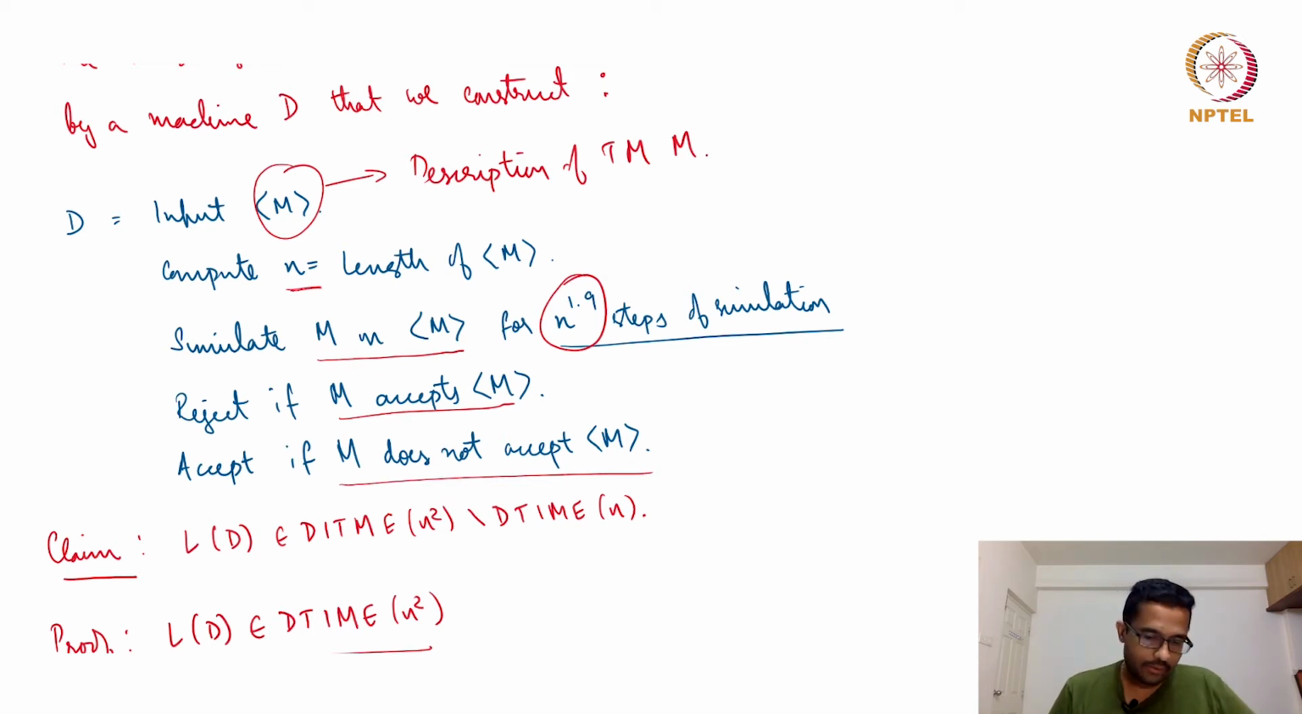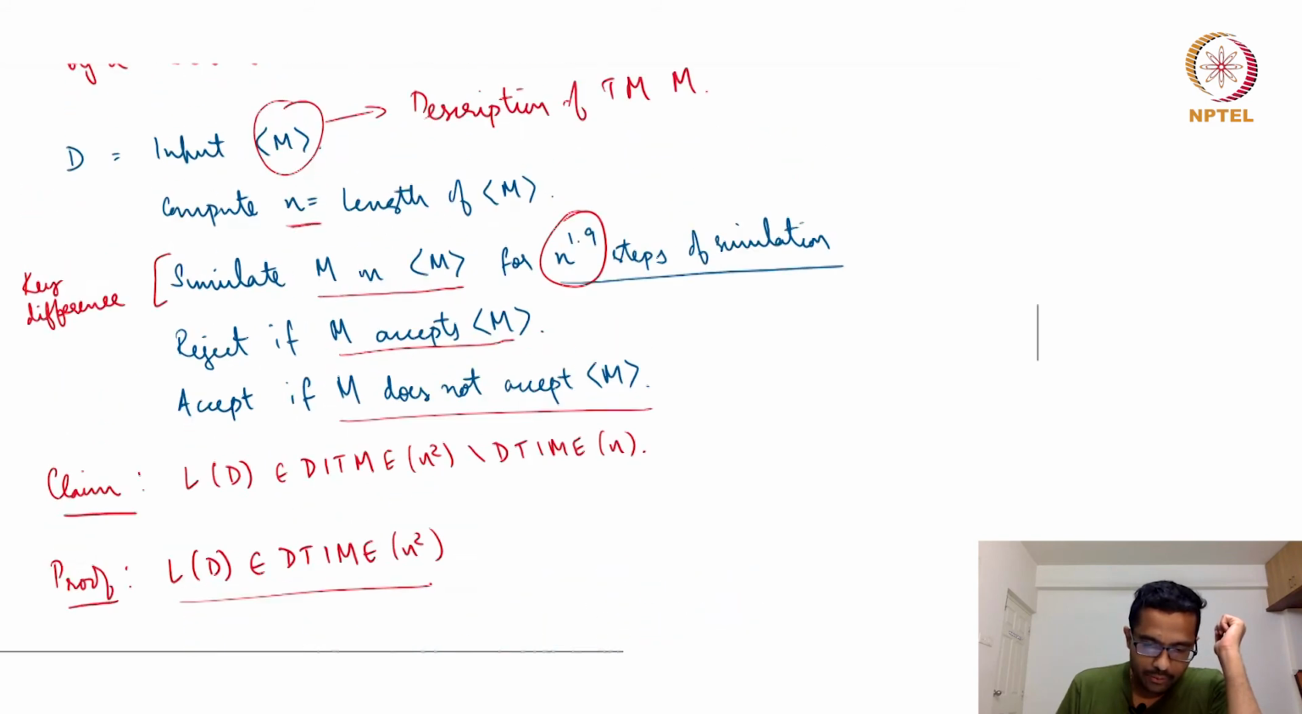So again the only thing here is that earlier we had a decider and then we flipped the output. Here we are doing a simulation. So this is the key part that is different, the key difference. Here we have a time bounded simulation, and then we flip the output.